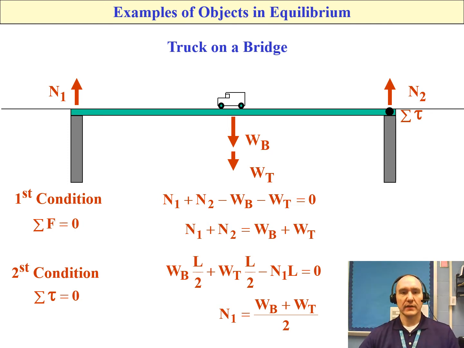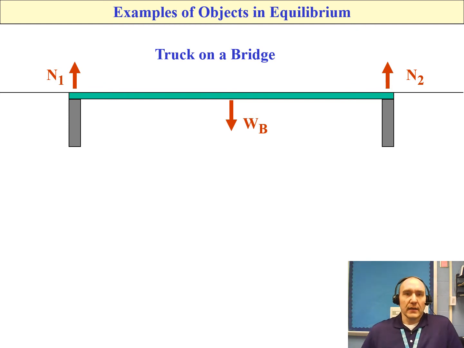And then after you have the normal force 1, which is this force right here, you can plug that back into the first condition of equilibrium and then figure out that the normal force 2 is going to be the other half. So the normal force 1 is half the weight of the bridge and the truck together, and then the normal force 2 is the other half.